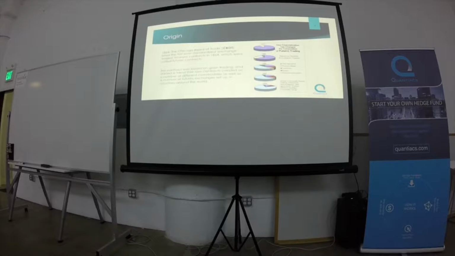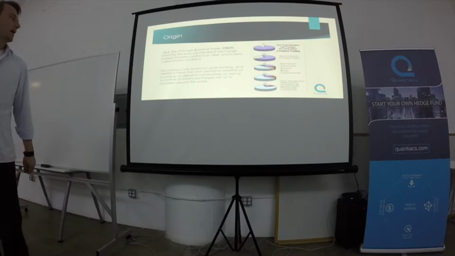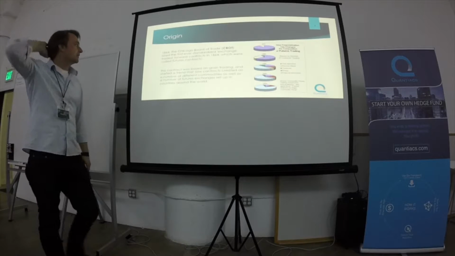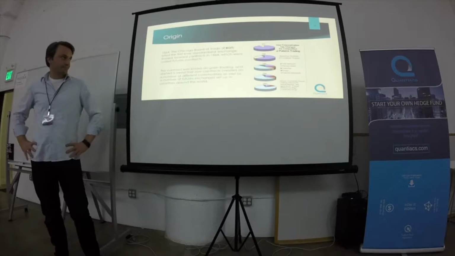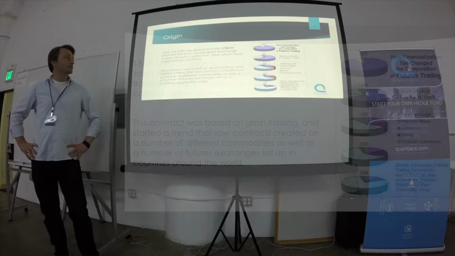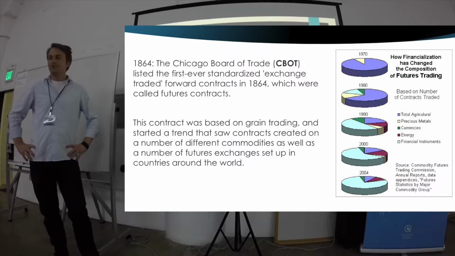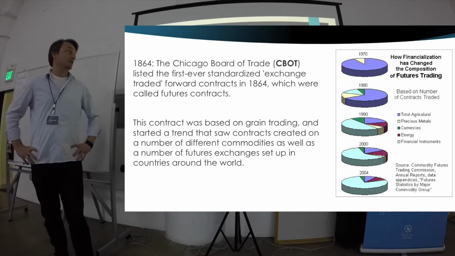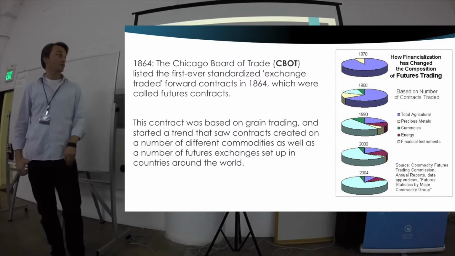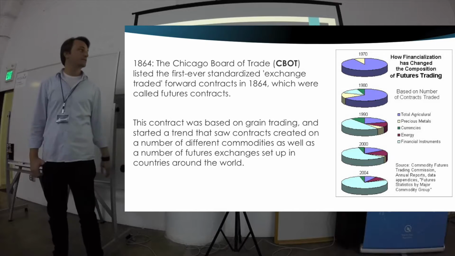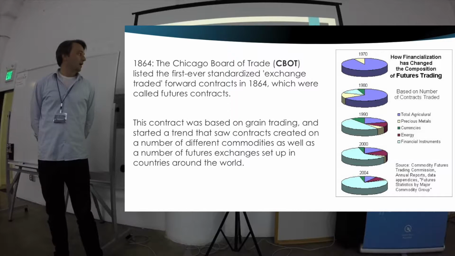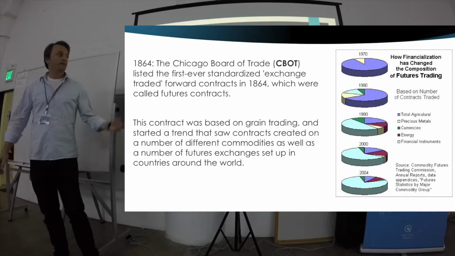Okay, a little more about the origin of futures. I mentioned already they came from agricultural commodities, and actually the Chicago Board of Trade was the first exchange that standardized forward contracts into futures. This was about 1864, and it was based on grain trading.